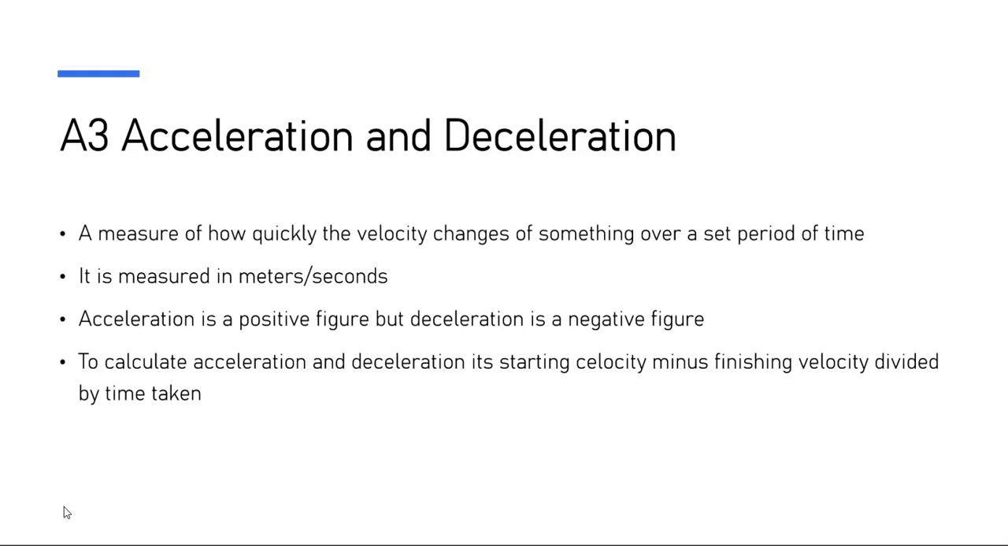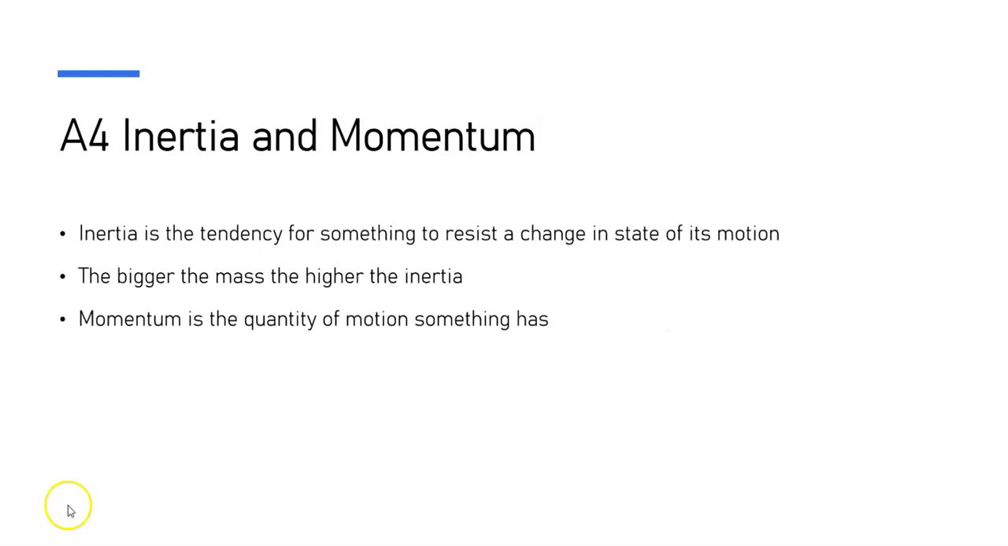A3. Acceleration and deceleration. A measure of how quickly the velocity of something changes over a set period of time. It is measured in meters per second. Acceleration is a positive figure, but deceleration is a negative figure. To calculate acceleration and deceleration, it's starting velocity minus finishing velocity divided by time taken.